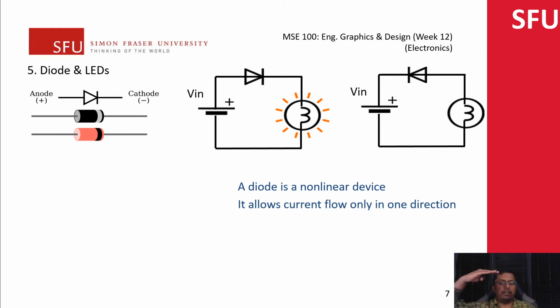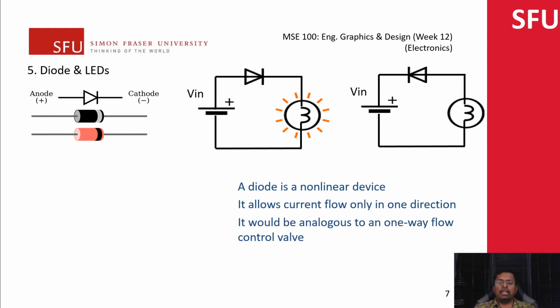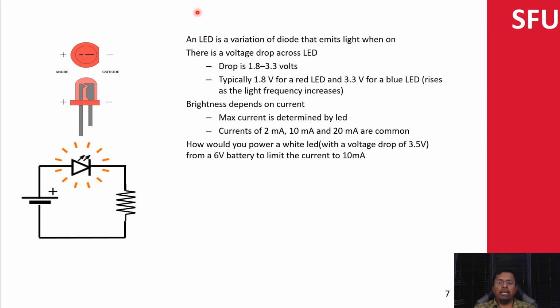So the current will basically flow in this direction, and in the case of the flow, this is actually analogous to a one-way flow control valve. The other component, which is very related, is what's known as an LED, a light emitting diode.